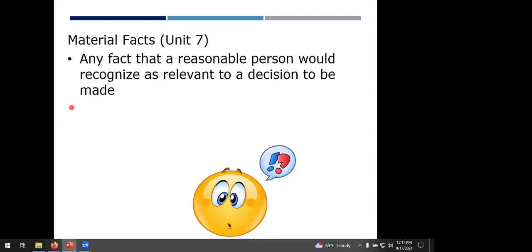Who can remind me what it means to disclose? What does it mean to disclose?